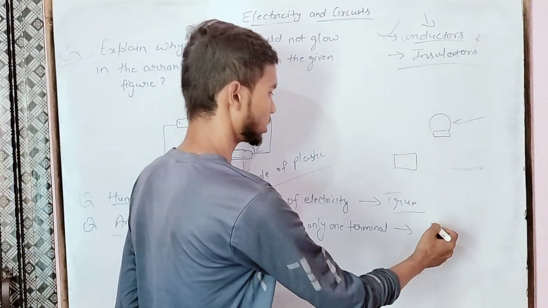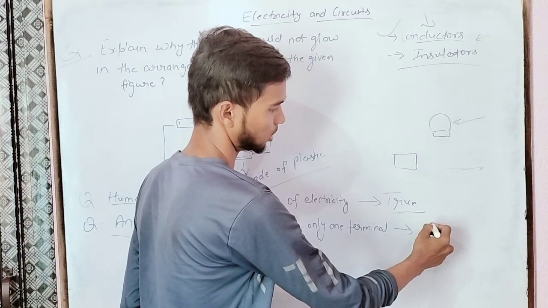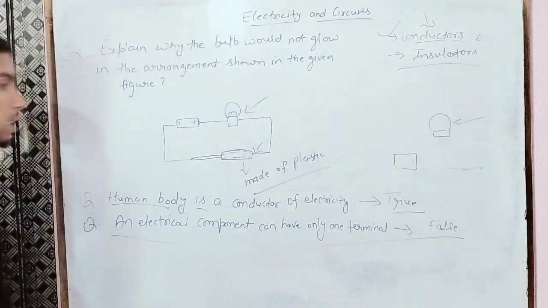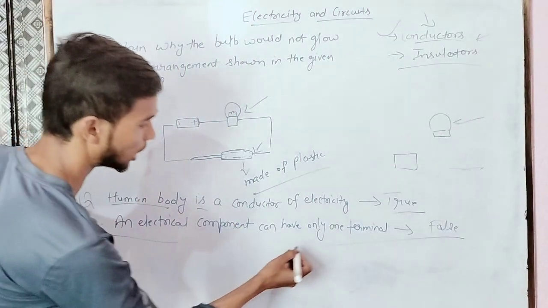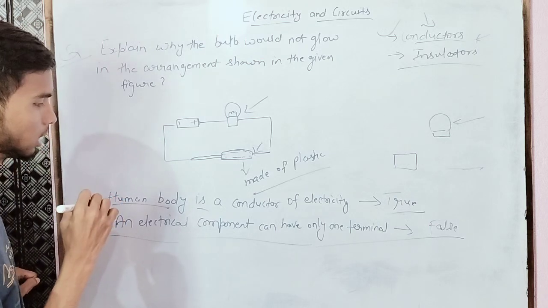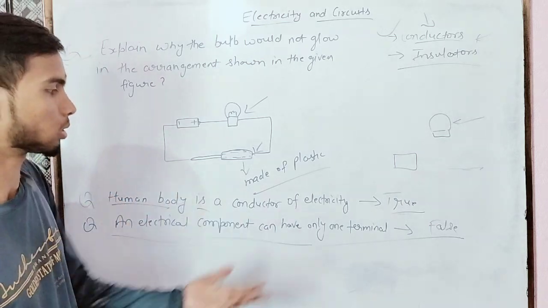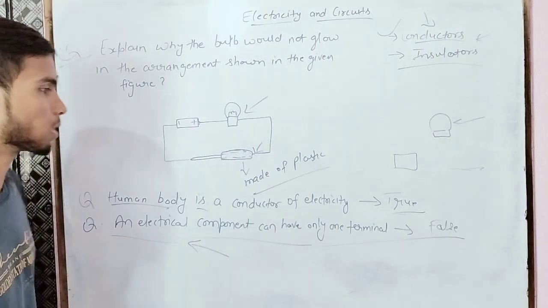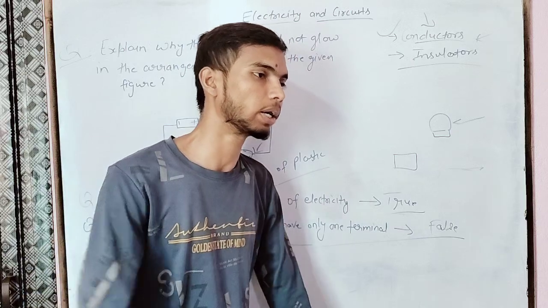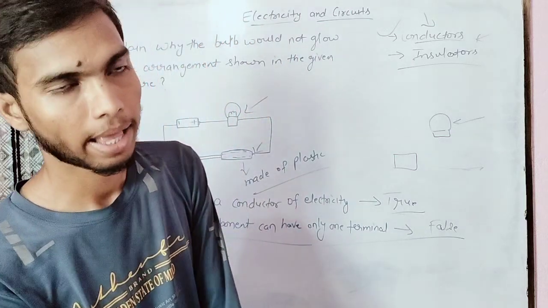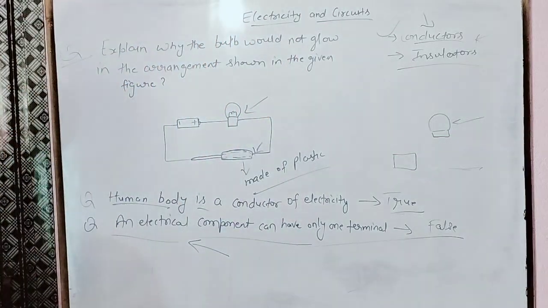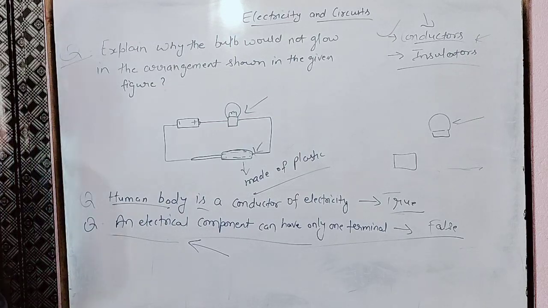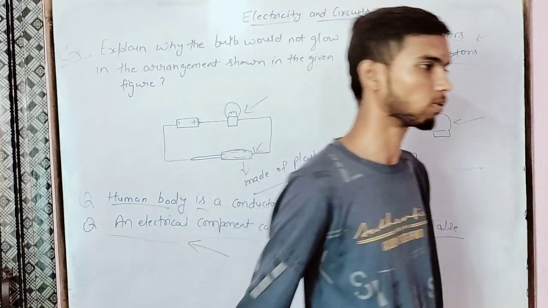So this is incorrect. We would say this is false. This statement is telling us an untruth. So this statement is incorrect. Any electric component should have two terminals, one positive terminal, second negative terminal. So this is complete. That's all from this slide.